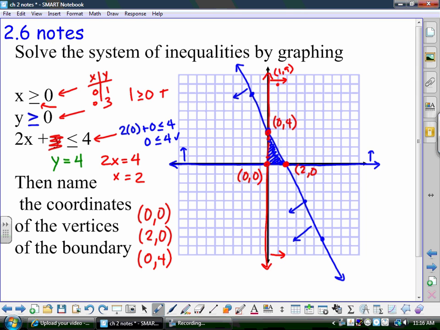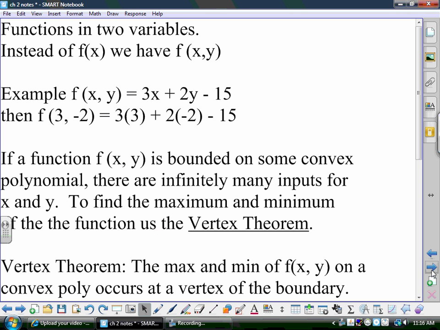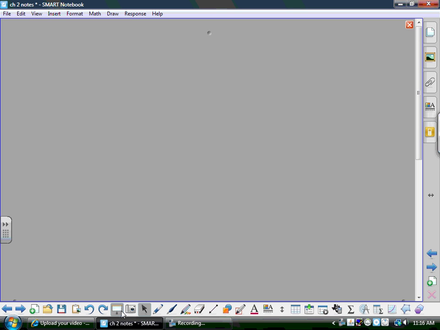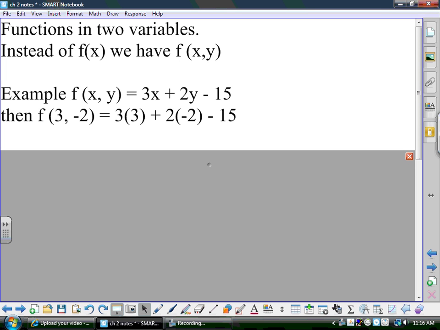We can use something like this in story problems to help us maximize or minimize a function. Typically, we're maximizing or minimizing a product function, and we have 2 variables that are both earning profit for us in the types of problems you will see. For things like that, we will have a function in 2 variables. It will have an x variable and a y variable. So one example of that sort of function might be f of x, y equals 3x plus 2y minus 15.